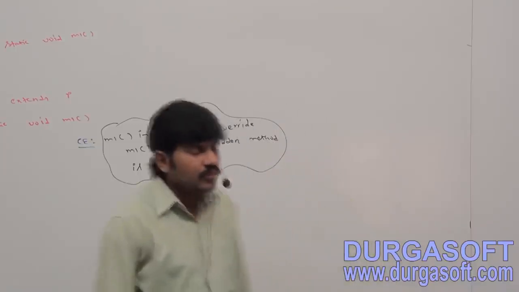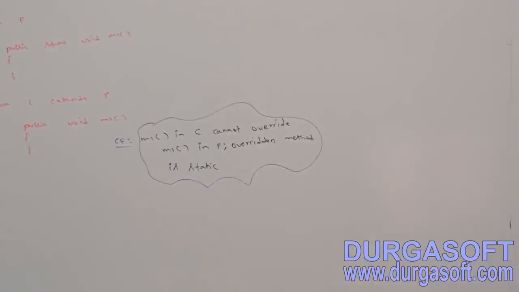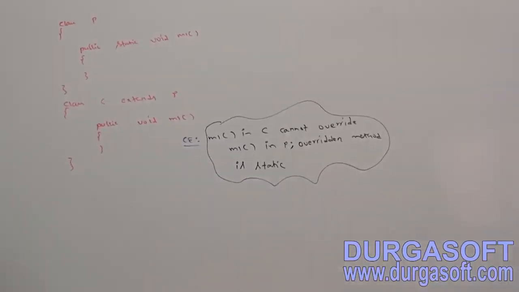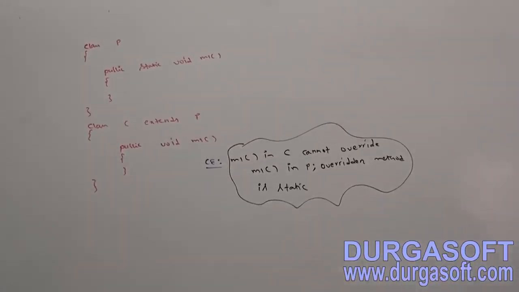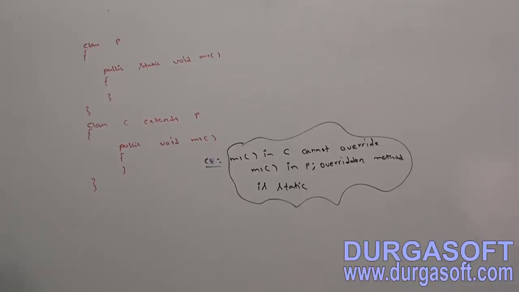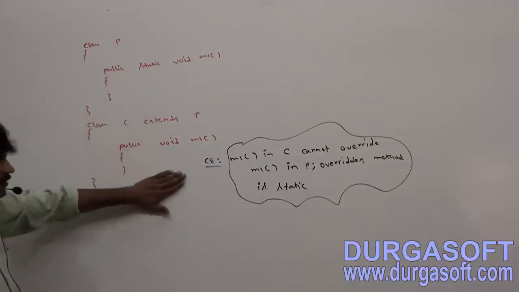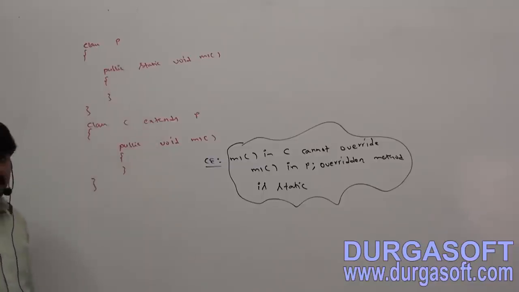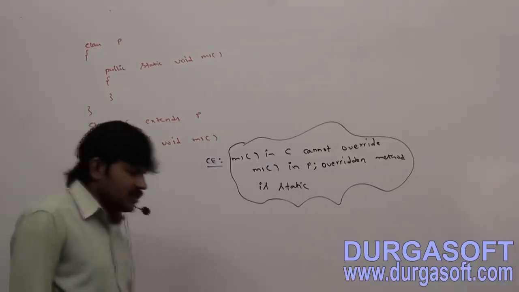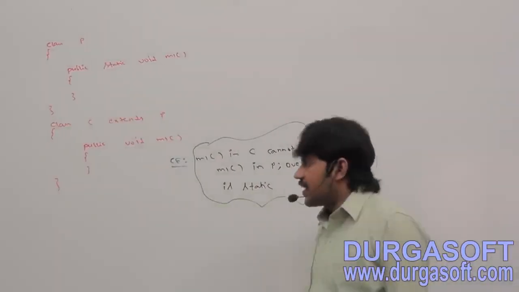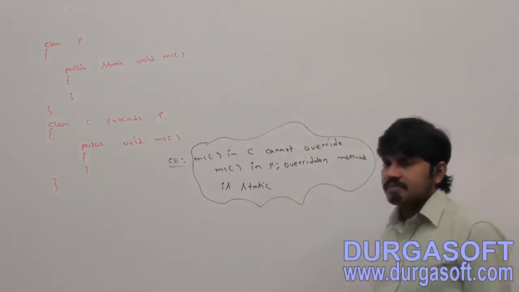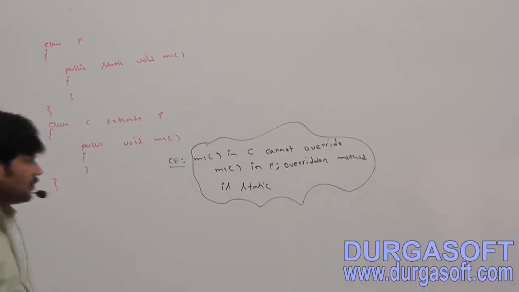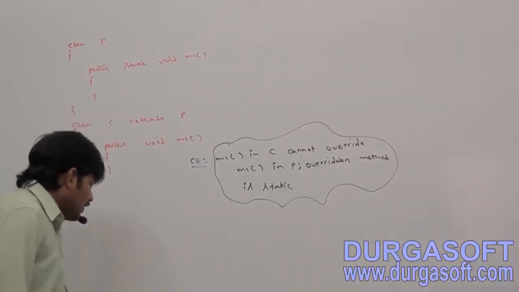Okay, completed, right? Now take an example. Class P, public static void m1. Next, class C extends P, public void m1. Parent has public static void m1, child has public void m1. We get a compile time error: m1 in C cannot override m1 in P. Overridden method is static.